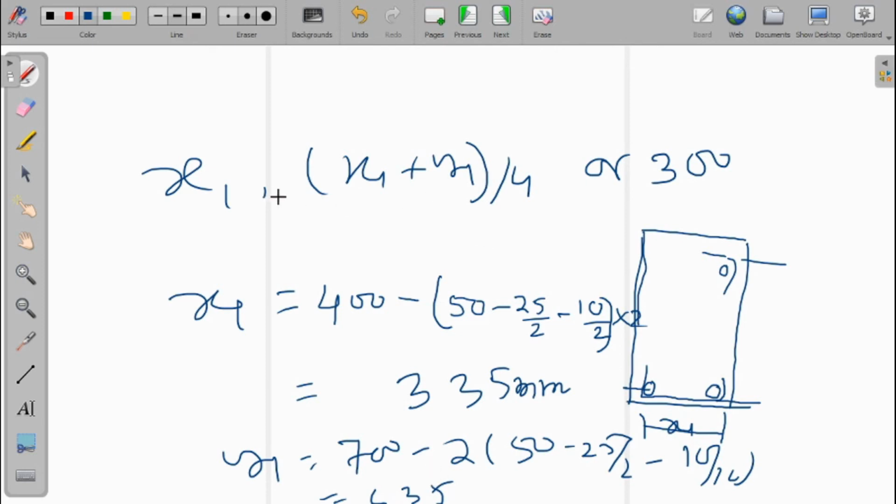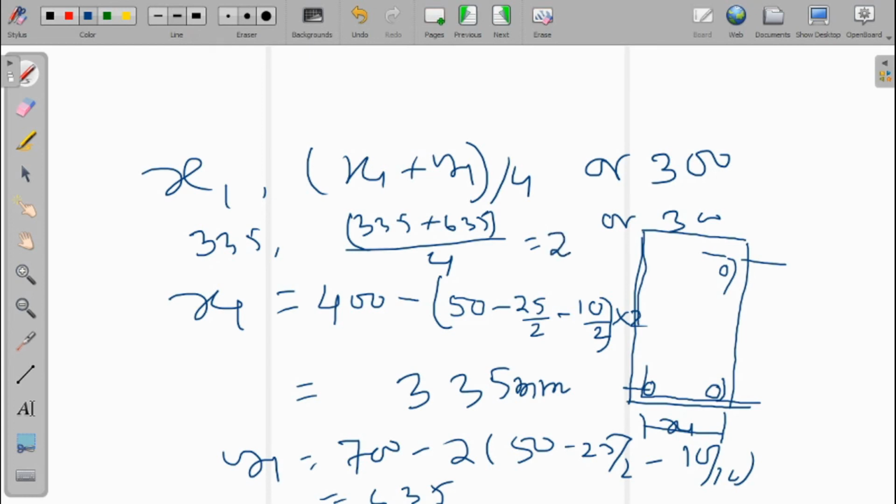So we got these two values, one is 635 and another one is 335. Now we have to see this. x1 means 335. The second one will be (335 plus 635) divided by 4, or 300 mm. So what is this value? This is coming 970. 970 divided by 4 is 242.5.